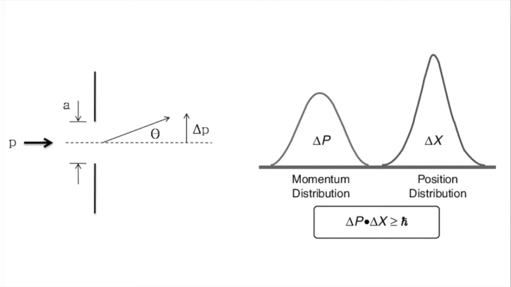The more accurately you know the position, i.e. the smaller delta x is, the less accurately you know the momentum, i.e. the larger delta p is, and vice versa. The graph on the left shows delta x and delta p visually, and the graph on the right shows the difference between the distribution of momentum and position.